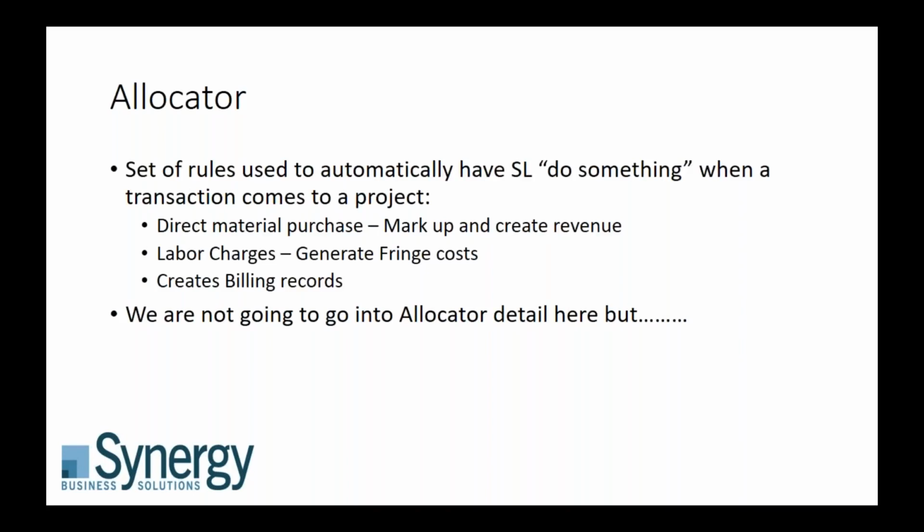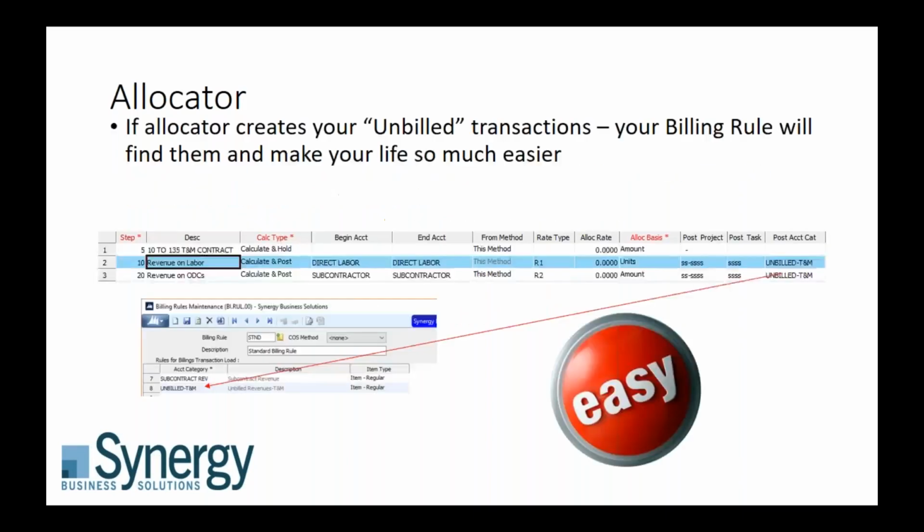Maybe on costs, you have your direct labor charges and you want to take that charge and apply a 25% fringe cost on top of that to your project. You can do that as well. Or as I mentioned, you can actually create billing records. As I said, I'm not going to really go into Allocator in great detail, but I do want to show this. Using Allocator to create billing transactions does make your life so much easier.